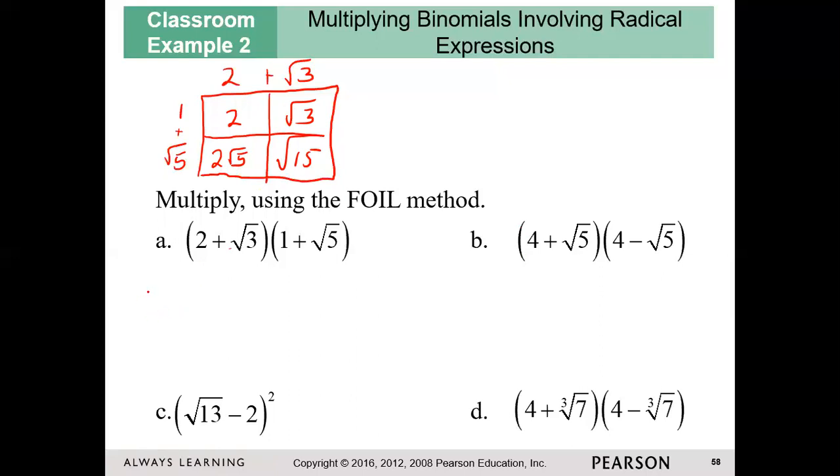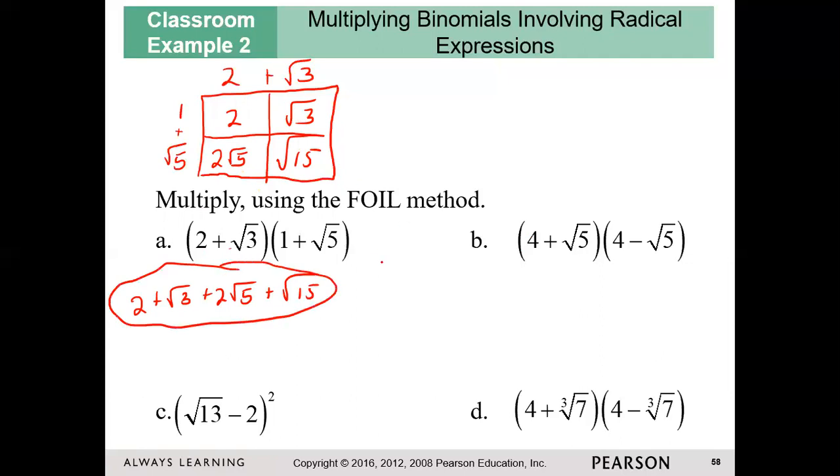So your final answer is just going to be this: 2 plus the square root of 3 plus 2 radical 5 plus the square root of 15, which doesn't matter what order you put this in. I will not be picky. It is what it is. So just do what you can with this. Put it in whatever order you want, and even MyMathLab will not care what order you put it in either. Okay. So let's do B, and then we can call this a video for tonight.